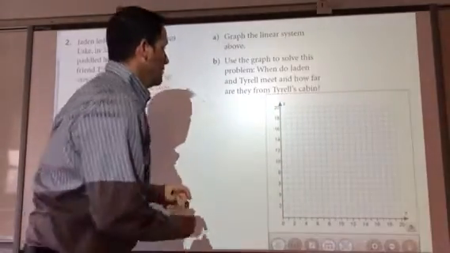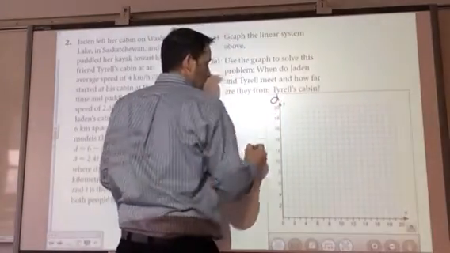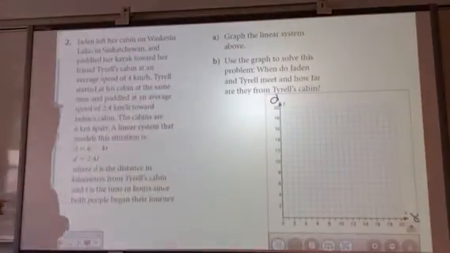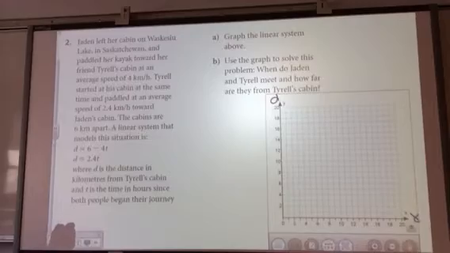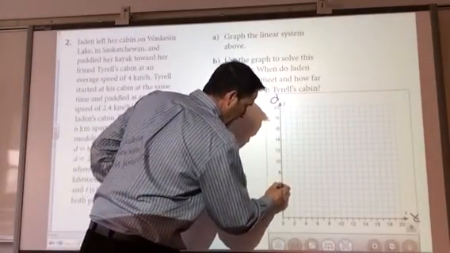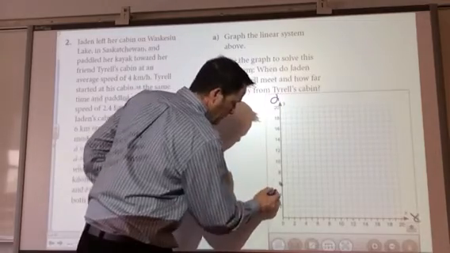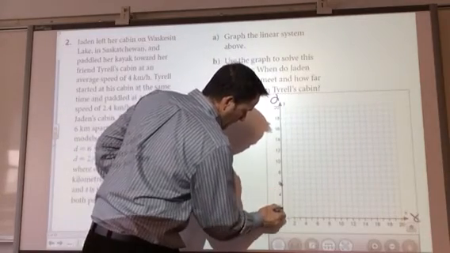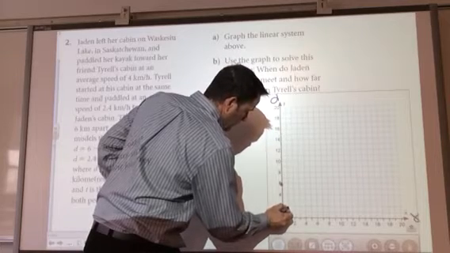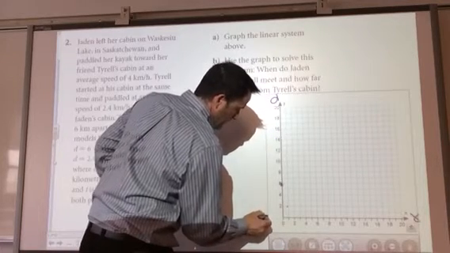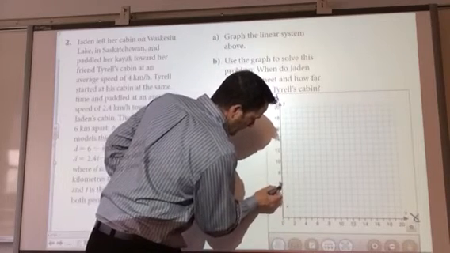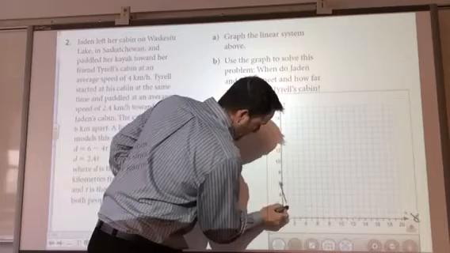Distance is always your y-axis. Time is your x. So let's graph the first one. We have 6 minus 4t. So we start at 6 and go down 4 over 1. And then we can't go any further, so we're going to go like that.